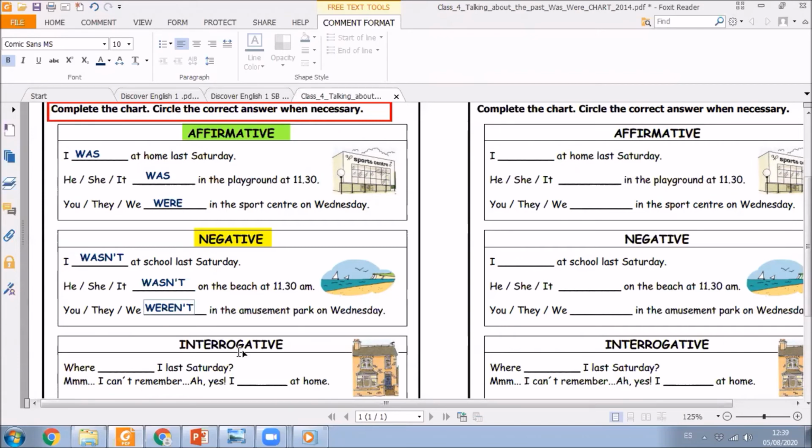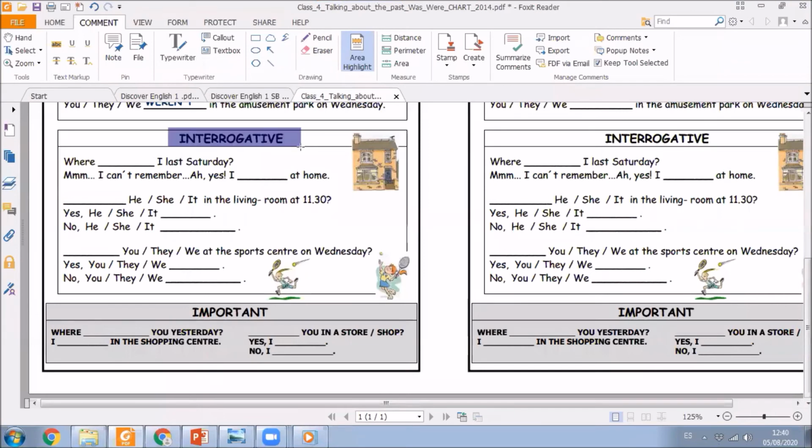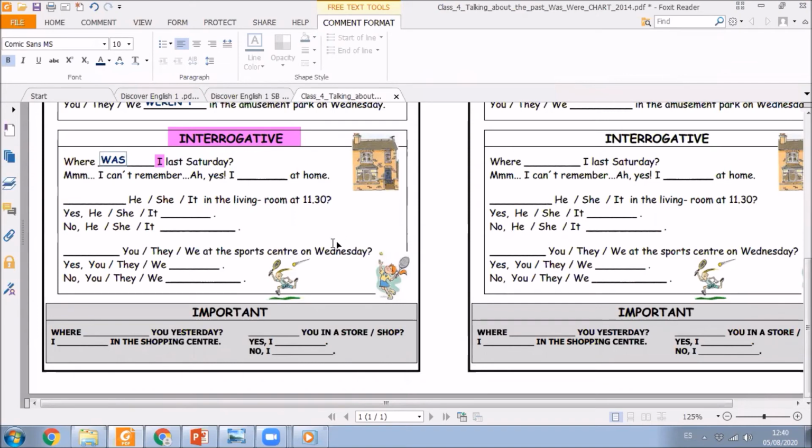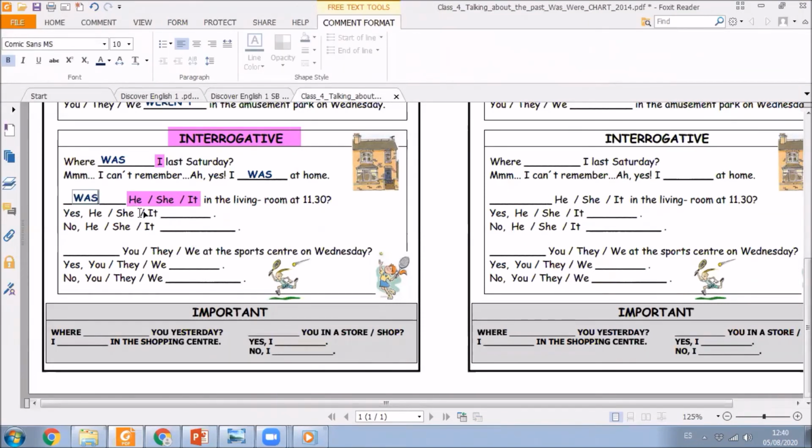What happened now with interrogative form? You always have to pay attention to the subject, all right? Where I last Saturday? Where was I last Saturday? I can't remember. Oh, yes, I, very good, I was at home. Very good. If our subjects are he, she, or it, the verb will be was again, because it's a question. Was, for example, he in the living room at 11:30? Yes, he, she, or it was, very good. But if the answer is negative, we are going to say, no, he or she or it wasn't.